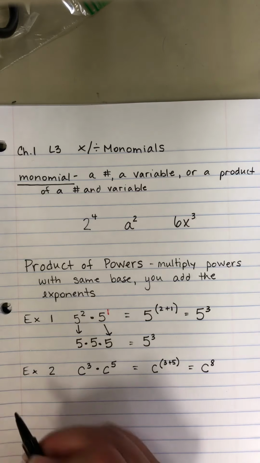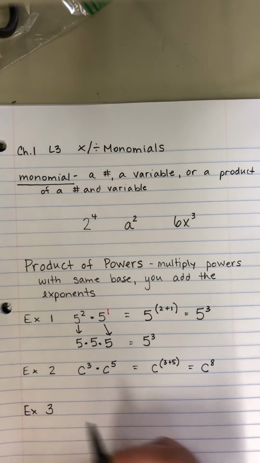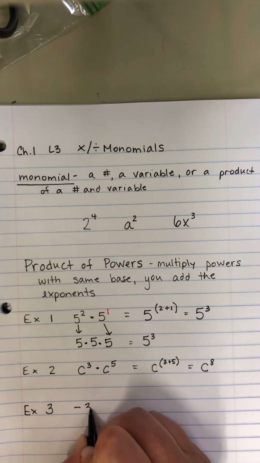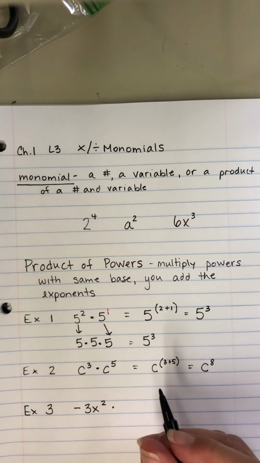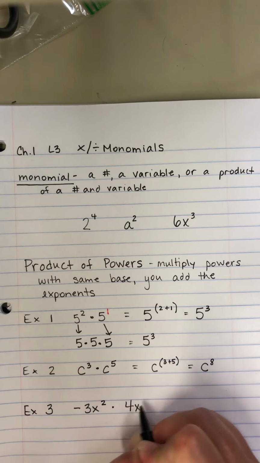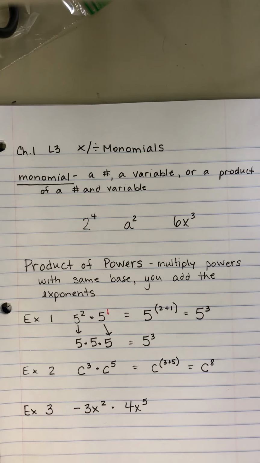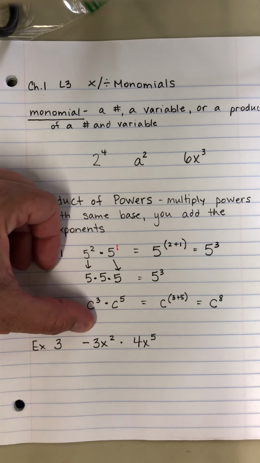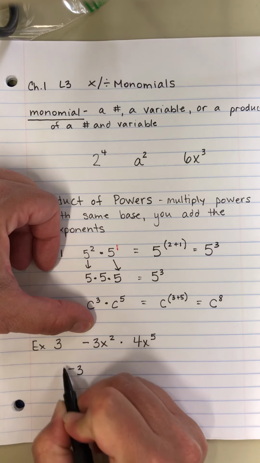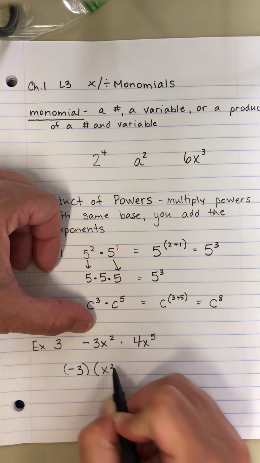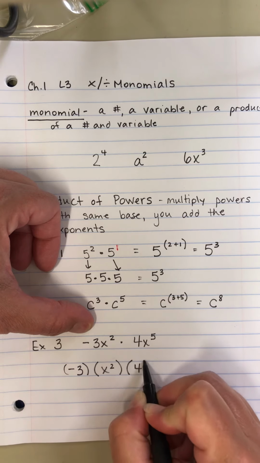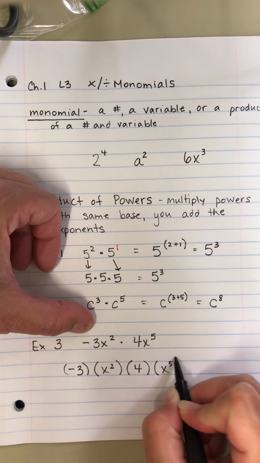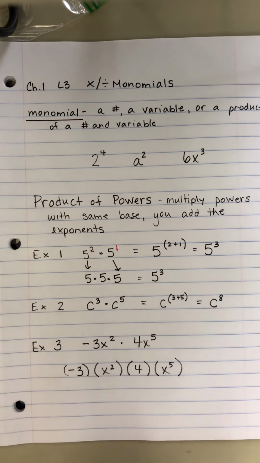One more. Example 3. Negative 3x squared times 4x to the 5th. Now I'm going to break this one apart, and I'm going to use my commutative property and my associative property, because I want to show you exactly how these come apart. I'm going to rewrite it as negative 3 times x squared times 4 times x to the 5th, because after all, this is all just a multiplication problem.